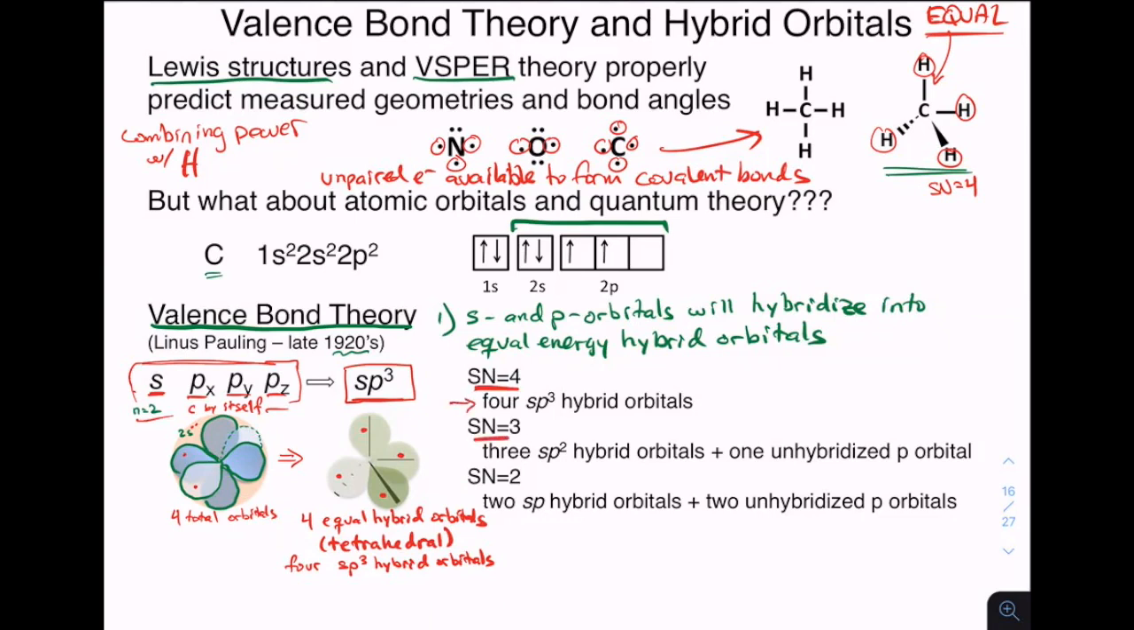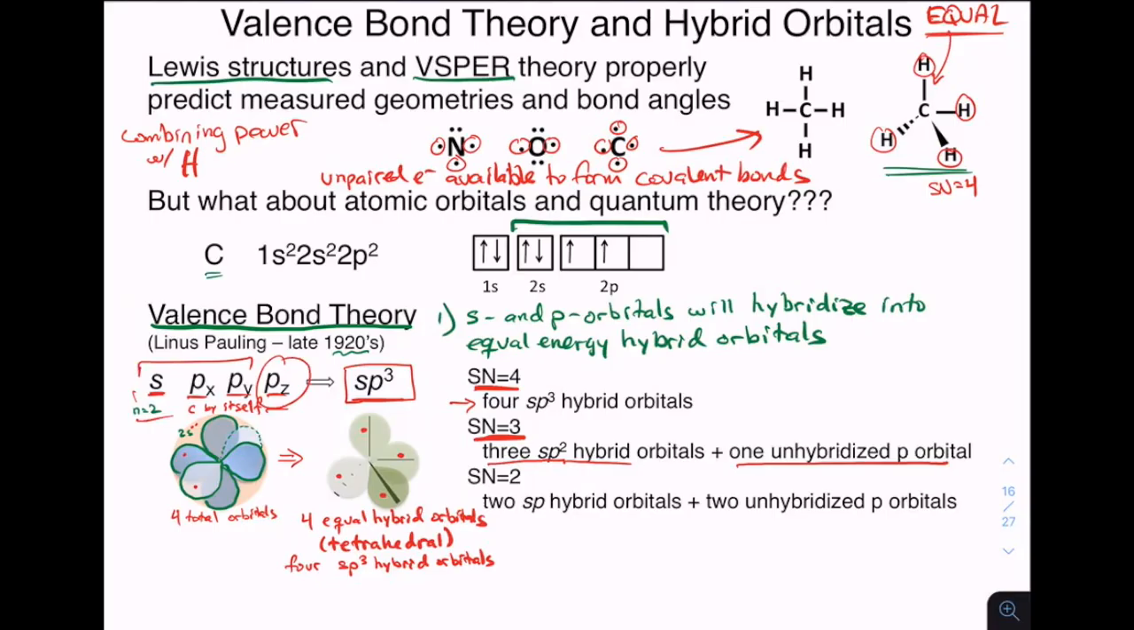We'll look at some examples where carbon will be an SN of 3. And in that case, we're only going to merge 2 of those p orbitals with the s orbital. We would have this situation. We're going to merge the s with 2 of the p's. That will give us 3 equal energy sp2 hybrid orbitals. And that's going to leave one of those p orbitals unhybridized. And you'll see that when you have carbon in a molecule where the steric number around carbon is SN3.